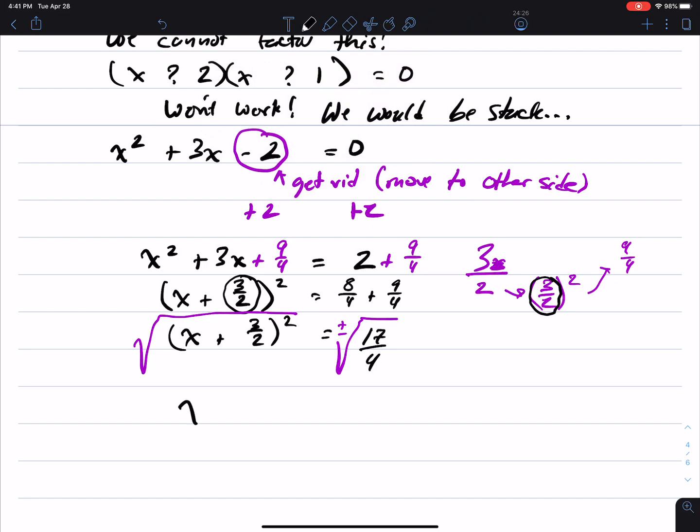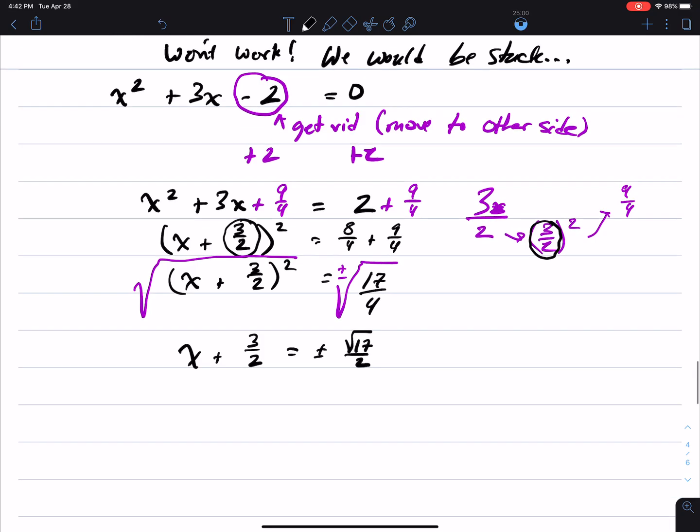And then we have x plus 3 halves equals. Now, when we look at plus or minus the root of 17/4, we notice that we can split that up into plus or minus root 17 over root of 4. But what is the root of 4? Well, the root of 4 is 2. So let me back up a little bit. And so what are we going to have? We're going to have plus or minus root 17 over 2.